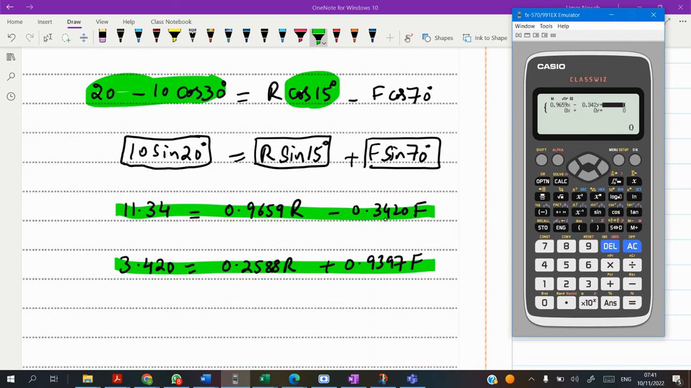Did I write this already? Minus 0.342. Now on the other side I have 20 minus 10 cosine of 30, close the bracket. Did I already write 11.34 to four significant figures? Now copy the coefficient of r, sine of 15, close the bracket. It became 0.2588. Now the coefficient of f, sine of 70, and then 10 sine of 20.